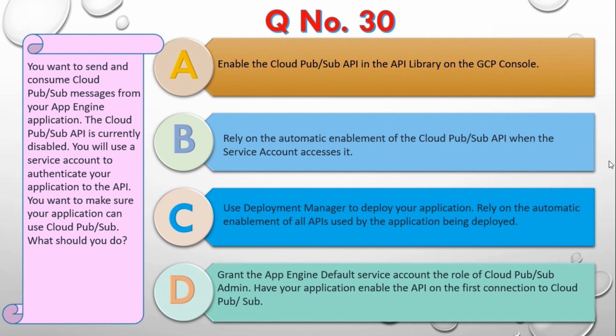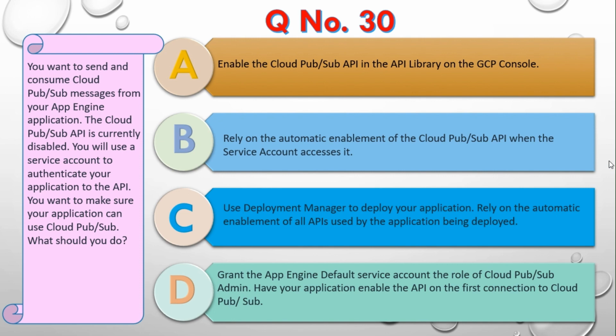Question number 30. You want to send and consume Cloud Pub/Sub messages from your App Engine application. The Cloud Pub/Sub API is currently disabled. You will use a service account to authenticate your application to the API. You want to make sure your application can use Cloud Pub/Sub. What should you do? A. Enable the Cloud Pub/Sub API in the API library on the GCP console.